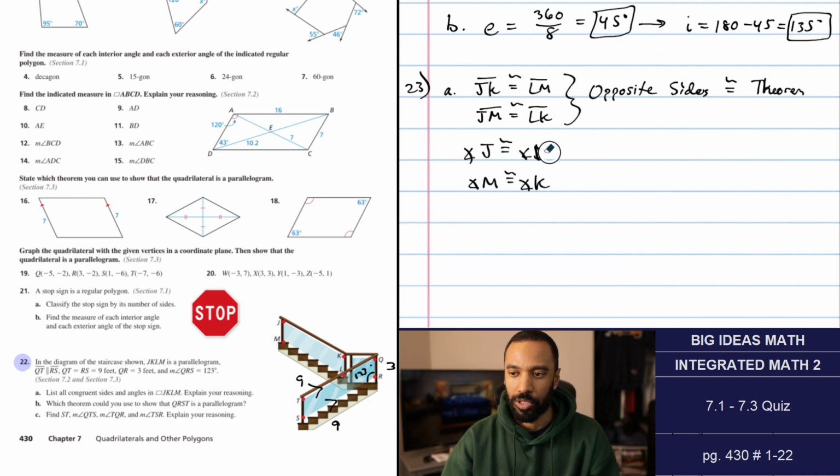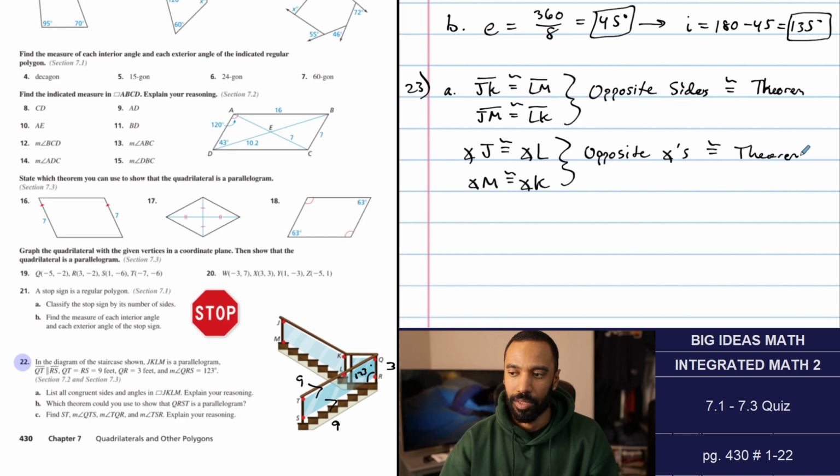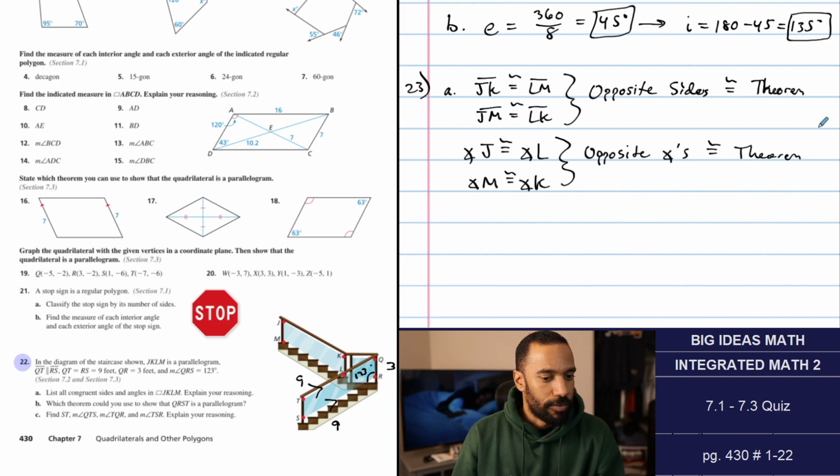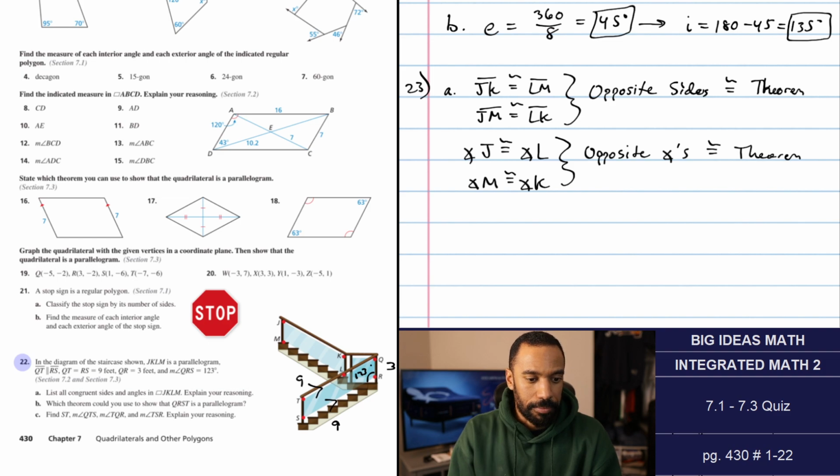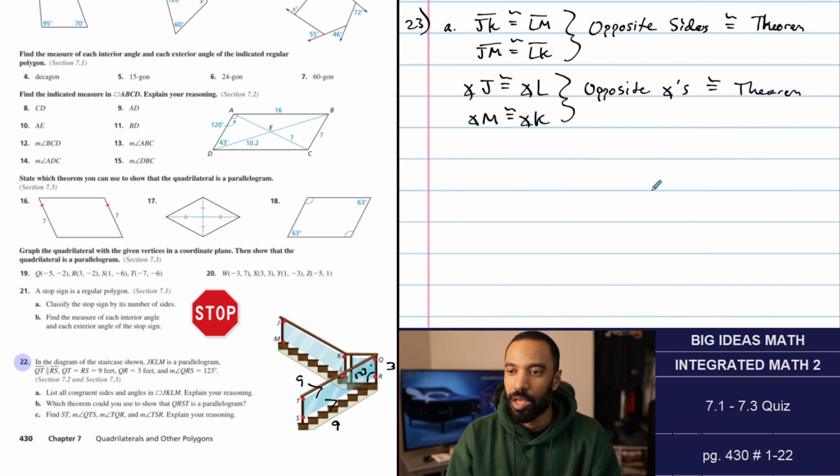I know that angle L looks a little weird. I'm going to change that. Those are by the opposite angles congruent theorem. That's for that one part right there. That's part A. Part B.